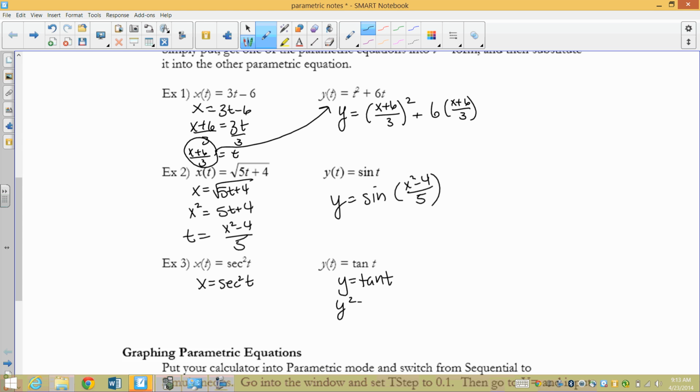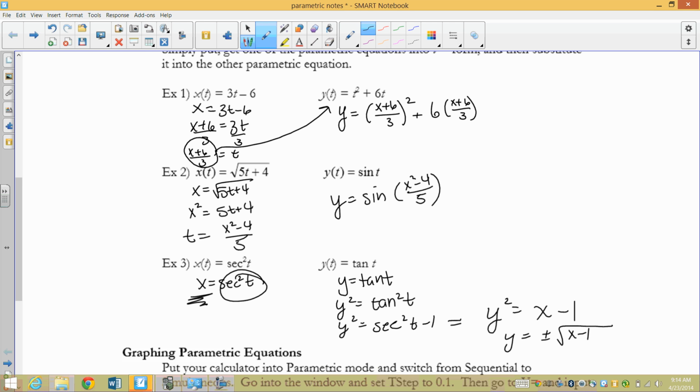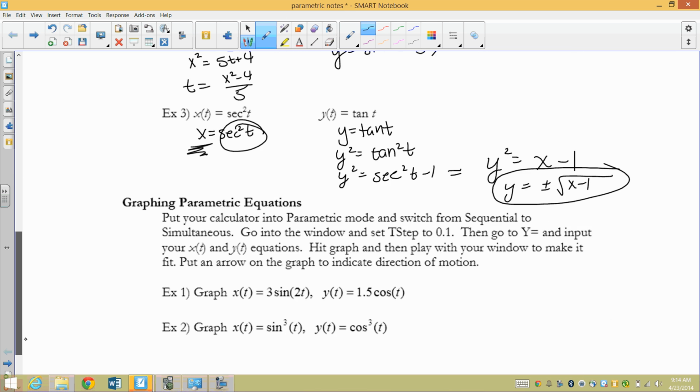then y squared equals tan squared t, right? Well, Mrs. Weaver, why would you square that? Well, because tangent squared is the same as secant squared minus 1. And secant squared is x. So that means y squared equals x minus 1. So y is plus or minus the radical of x minus 1. Ta-da! So that's parametric, flipping back and forth between parametric and rectangular, no biggie there.